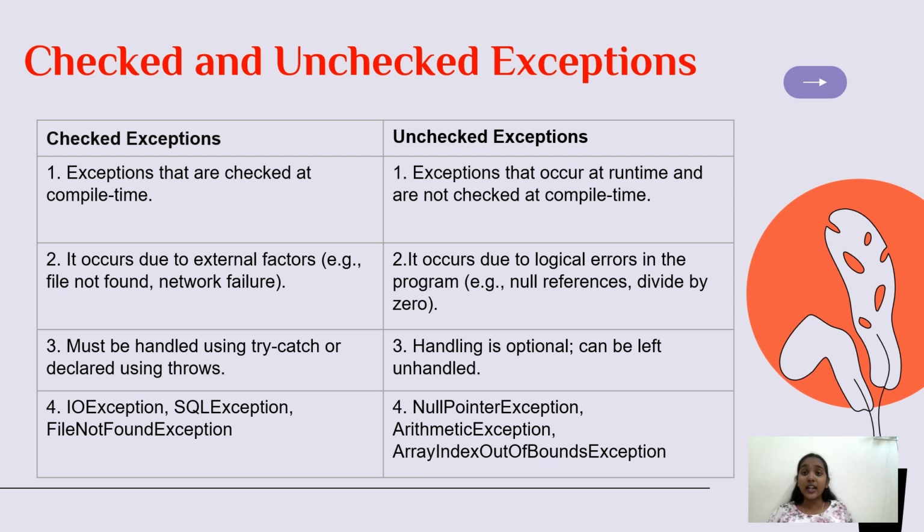Some examples of checked exceptions are input output exceptions, SQL exception, etc. And on the right side, we can see unchecked exceptions. These unchecked exceptions occur at runtime and are not checked at compile time. They occur due to logical errors in the program. Handling these kinds of exceptions is optional, which means they can be left unhandled. Some examples are arithmetic exception, array index out of bounds exception, etc.